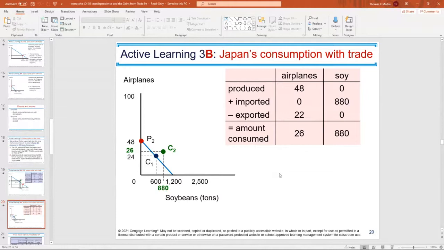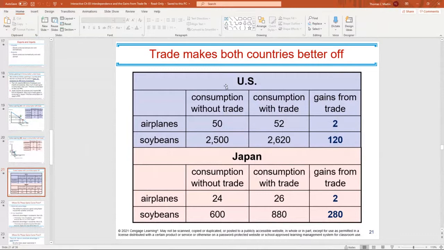We can go to this matrix here, and we can see consumption without trade, the airplanes 50, and 50 in consumption. With trade was 52, a gain of 2. See, 120 ton gain in soybeans, US, gain of 2 airplanes and 280 tons of soybeans for the Japanese. We are both better off from trade.